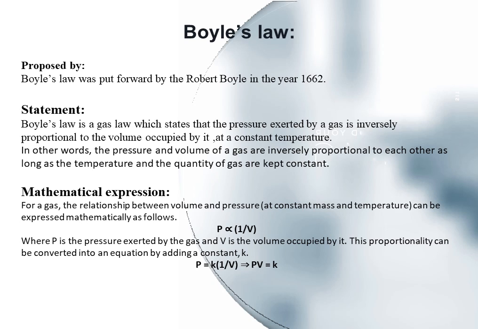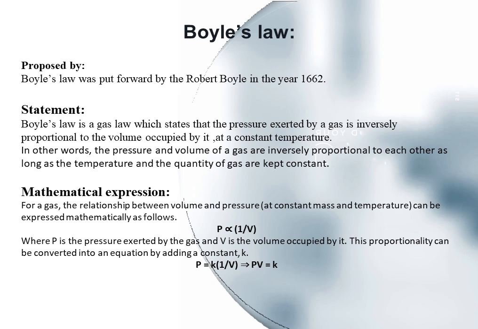In other words, the pressure and volume of a gas are inversely related to each other as long as the temperature and the quantity of a gas are kept constant. Means scientist Boyle said that there is an inverse relationship between pressure and volume of a gas. When you increase the pressure, the volume of a gas will decrease. And when you decrease the pressure, the volume of a gas will increase, but at a constant temperature and at constant concentration of a gas. Means when you change the temperature or concentration of a gas, then the gases behave differently.